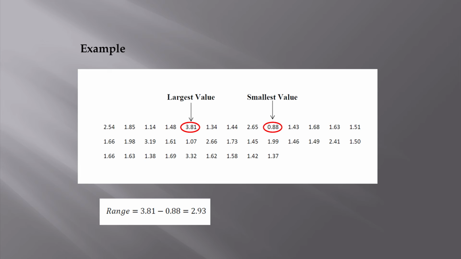Here, the range value is 2.93. Then we have to distribute our data points into 7 classes. Now we know the range value and the number of classes. Therefore, we can find the class width. After finding the class width, we can find the starting points of each and every class.